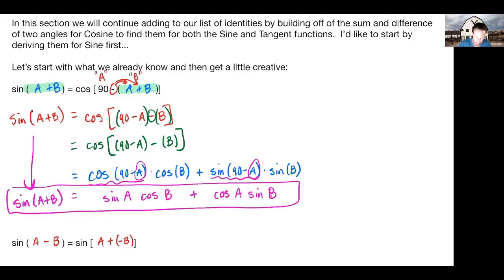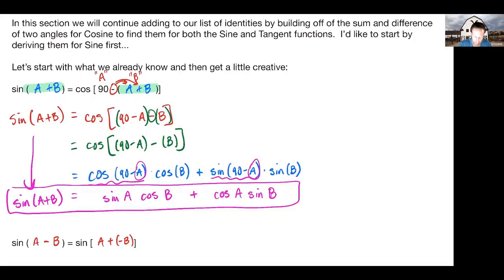And so therefore, we now have our sum formula for sine. It's the sine of the first, cosine of the second, and then cosine of the first, sine of the second. So however you want to memorize it, just notice that you have the two different functions, sine and cosine, with the two different angles on either side. You just have to switch them for the second pairing. Okay? So pretty simple, just utilizing our previous derivation of cosine coupled with the fact that we know the cofunctions of these things as well.